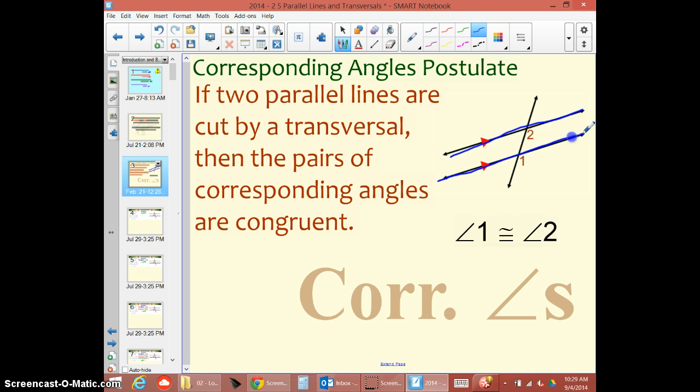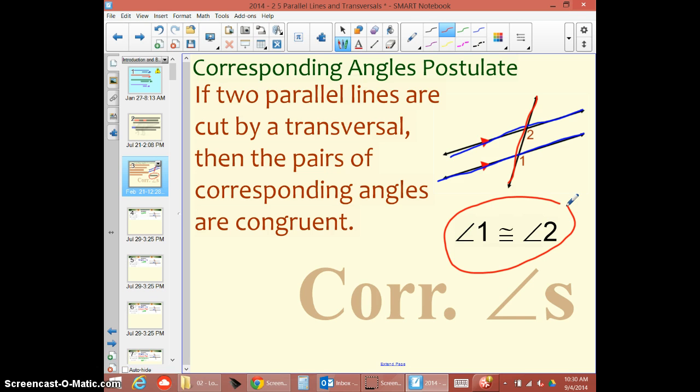So if I code using blue, the blue lines are the two that are being cut by the red line. So the red line is the transversal. And when I look at just those lines, I see the 1 and 2 are corresponding angles. Now what's interesting about when they become parallel, corresponding angles are congruent. That's the new bit of information.